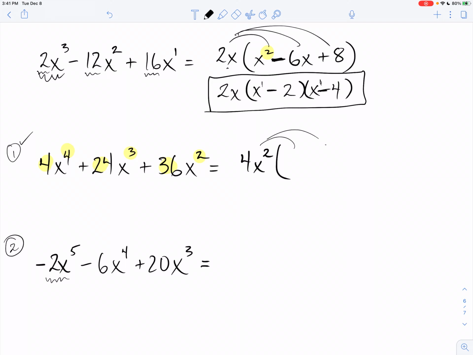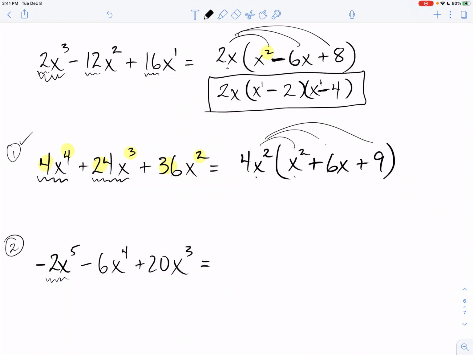I'm going to build you back. I would need an x squared here to get 4x squared times x squared. That would be this guy. Plus, I need a 6x to get back this guy. And then last but not least, it looks like I need a 9.